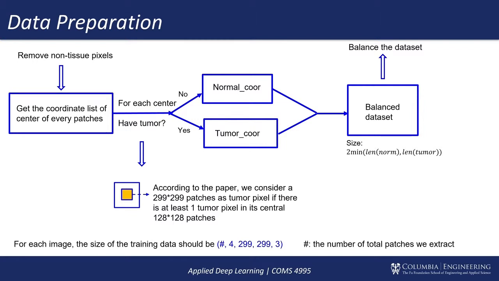The specific process is as follows. We first remove non-tissue pixels and get the coordinate list of the center of every patch. For each center, we estimate whether it has a tumor or not. We consider it a tumor patch if there is at least one tumor pixel in its central 128 times 128 area. Then we get two lists, normal core and tumor core. We shuffle these two lists and cut the longer list according to the length of the shorter list to balance the dataset.